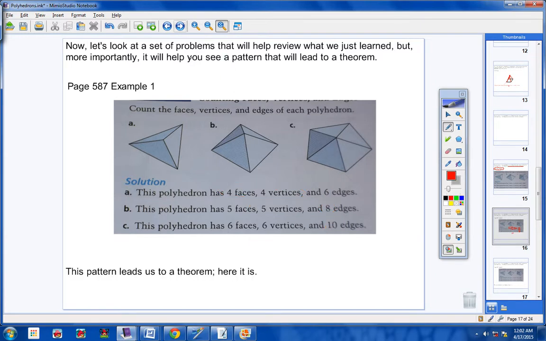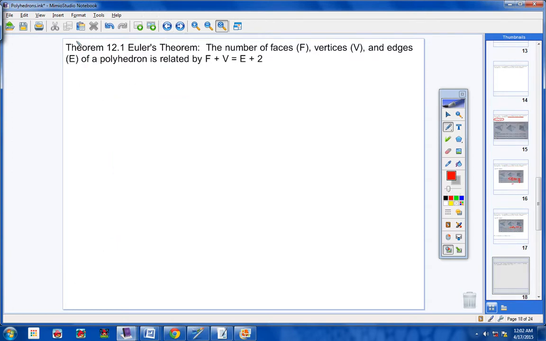But this pattern that I just showed you, where the sum of the faces and vertices is 2 more than the edges, that pattern leads us to a theorem, okay? And here it is. Now listen to me. Copy this in your notes, please. You are not responsible for this on a test or a quiz. Okay? So I will not put this on a test or a quiz. But copy this down, please.